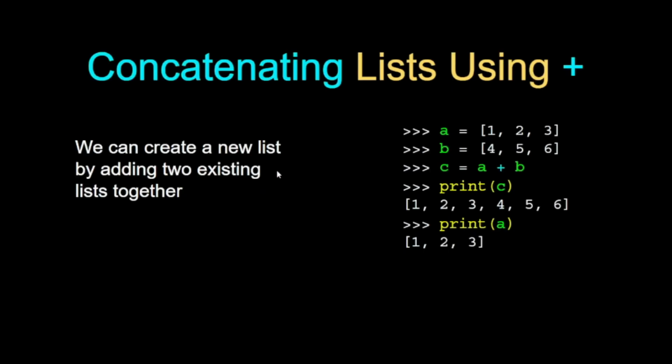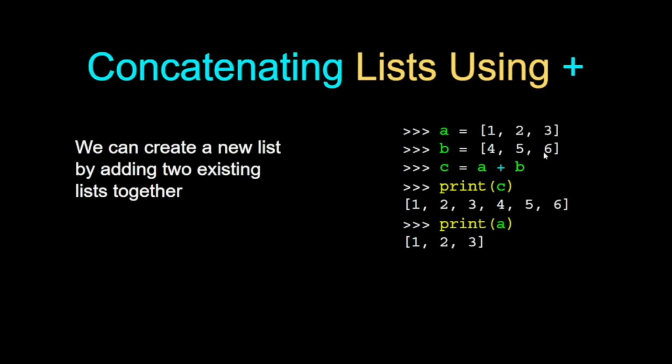Now in the next slide, we are going to learn how we can concatenate two lists using the plus operator sign. We can create a new list by adding two existing lists together. Now what if I have to create a new list by adding two existing lists in Python? I'm going to explain this with the help of an example. Let there be a list a which contains 3 values, namely 1, 2, and 3, and list b, which also contains 3 values: 4, 5, and 6.